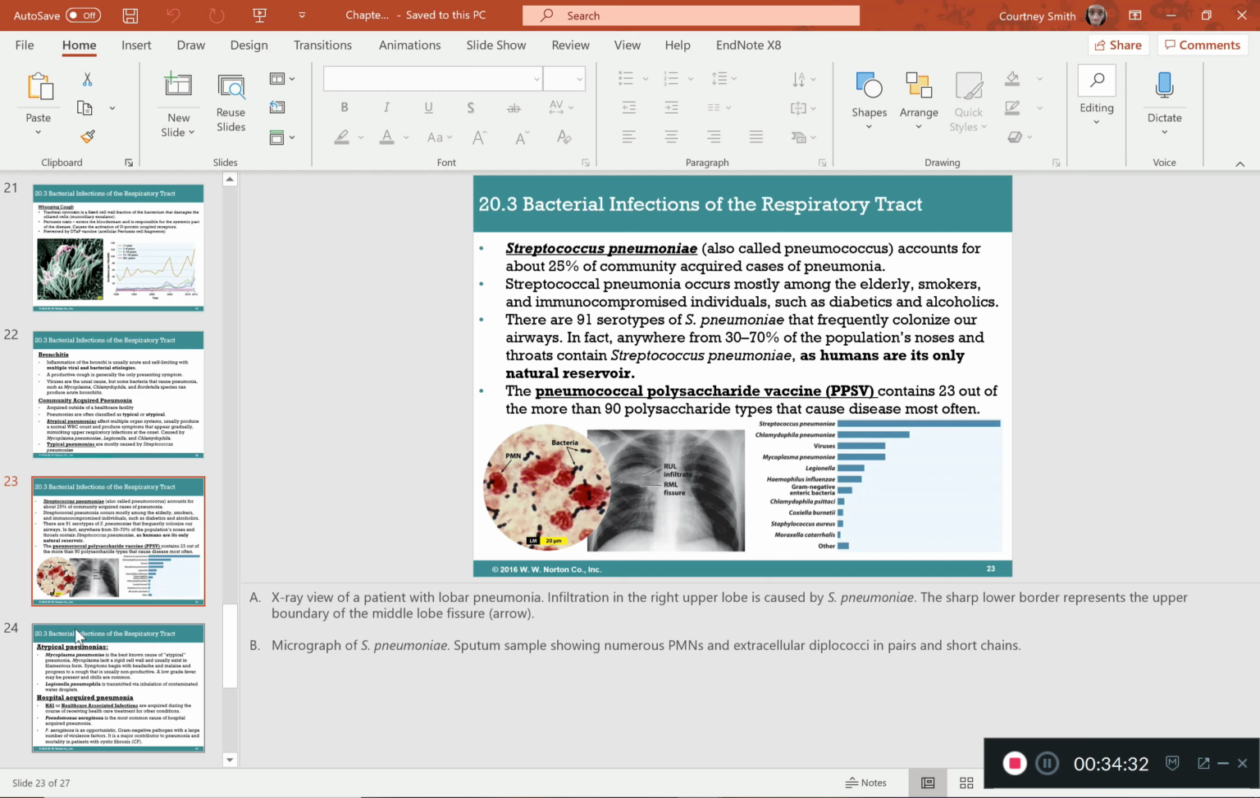So strep pneumonia is probably the most common among the elderly, the smokers, as well as immunocompromised patients such as diabetics, alcoholics, also HIV patients, which will fall under immunocompromised. I believe that's pretty much it for strep pneumoniae. That's pretty much the big picture for him.